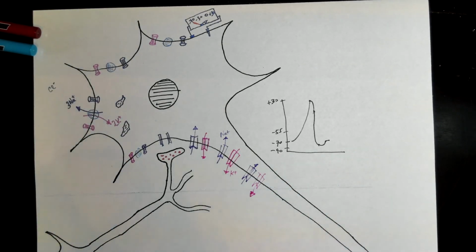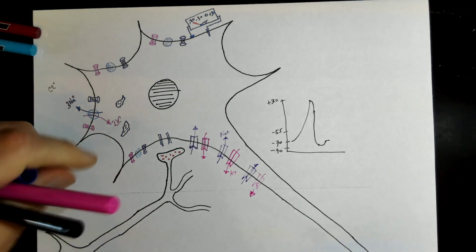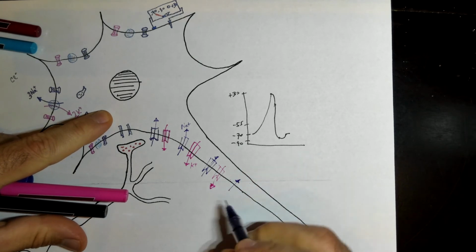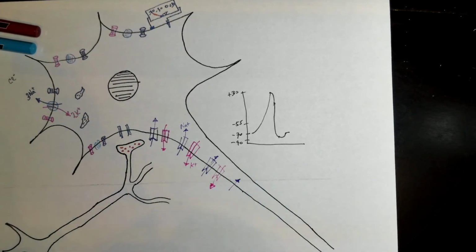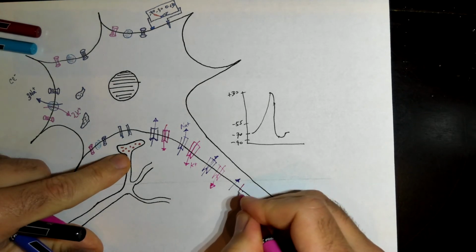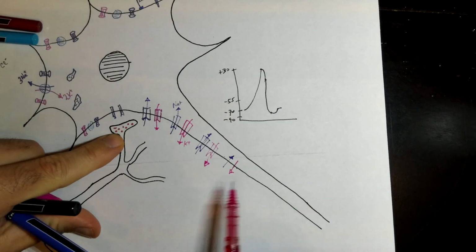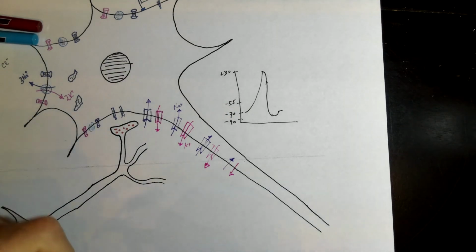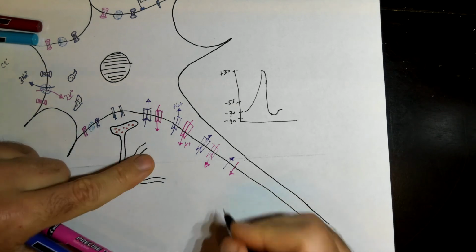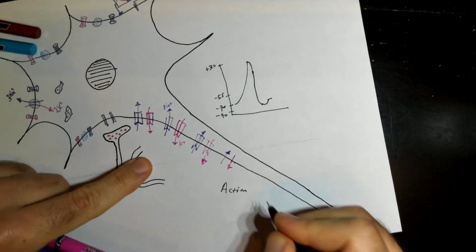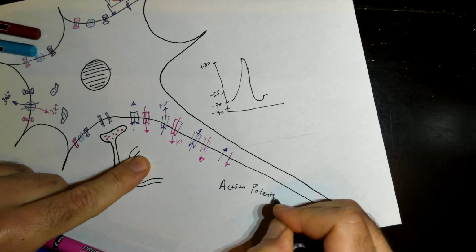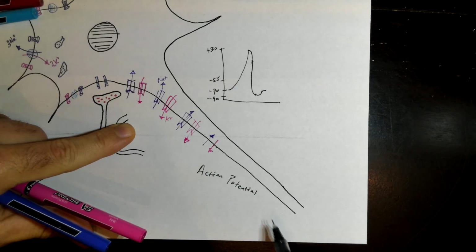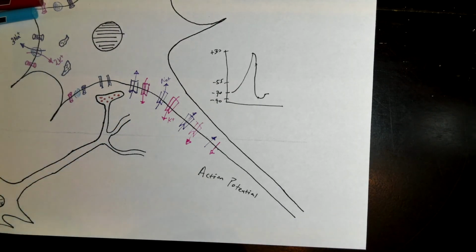And this is going to keep happening, and so we can just draw arrows now in order to simplify the picture, right? An arrow going in for sodium and an arrow going out for potassium. Like a domino effect, it's going to keep moving down the axon, and this right here is called an action potential. Right? And the idea is it would move all the way down the axon until it gets to the axon terminals.